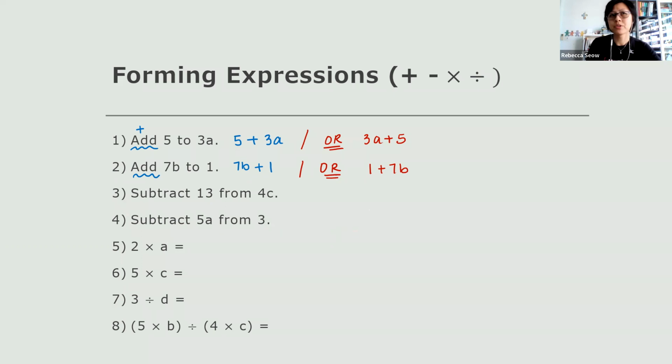When we look at subtraction, now question 3 and 4, subtract 13 from 4c, subtract 5a from 3. We know subtraction would be the minus sign. Now subtraction, we must be careful because we need to know which is the number that you have at first and what is taken away. So if we subtract 13 from 4c, means that 13 is taken away. Taken away from what is there. So 4c is what is there first.